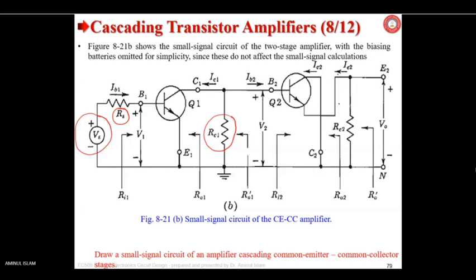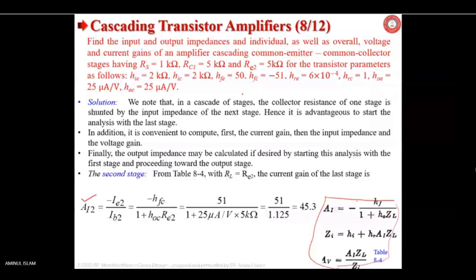I2 is flowing in this direction. Okay, opposite direction. Normally if it is in this direction, then it will be positive. So it is a negative direction, because the current direction shown in the diagram is in the opposite direction. So I2 divided by IB2 is nothing but the current gain of the second stage, Q2, the common collector stage, which can be written from the table as minus HFC by 1 plus HOC RE2.